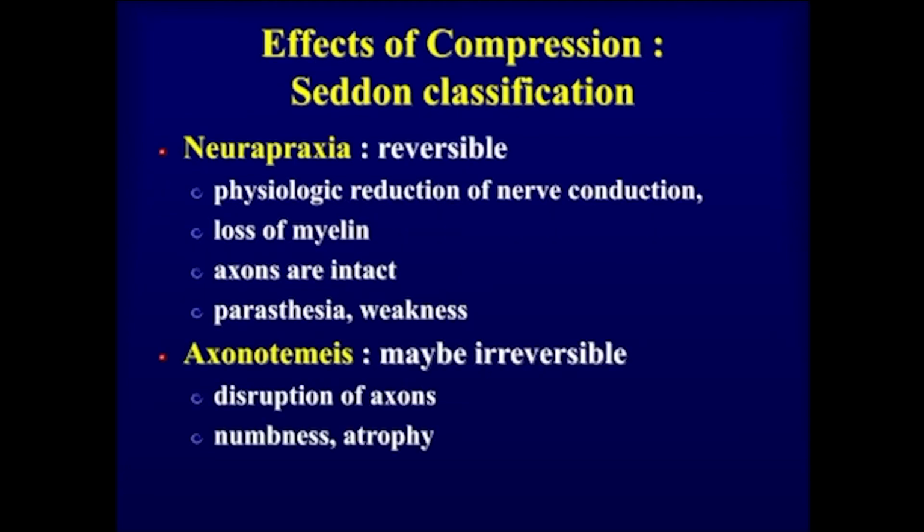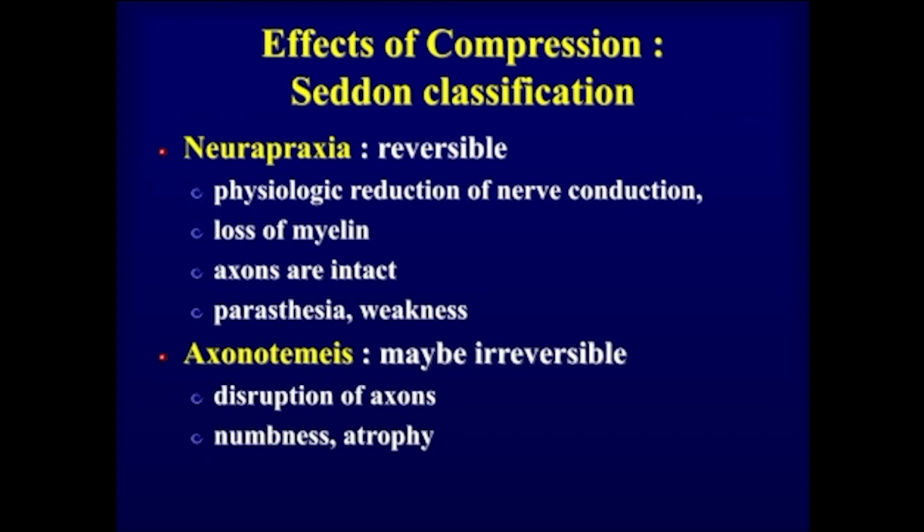I think we should separate the effects of compression into two basic categories. One is a neuropraxia. This tends to be a physiological effect on the nerve in terms of its ability to conduct electrical impulses. This is frequently reversible. It is frequently associated with loss of myelin, but what's very important to understand is that the axons are intact. These are patients who present with paresthesias and some weakness.